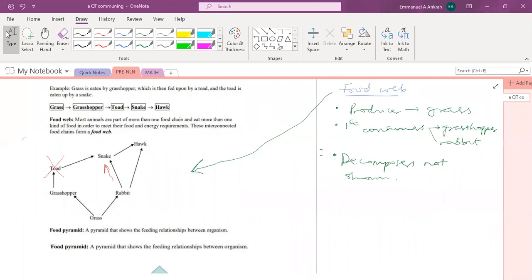And then there's also one more way in which the food web is represented. One more way.